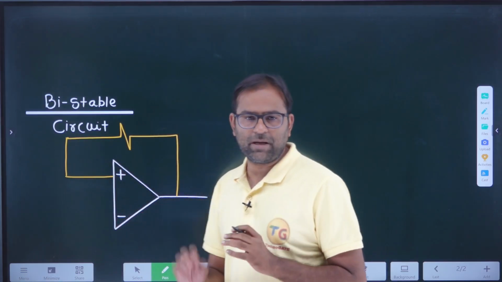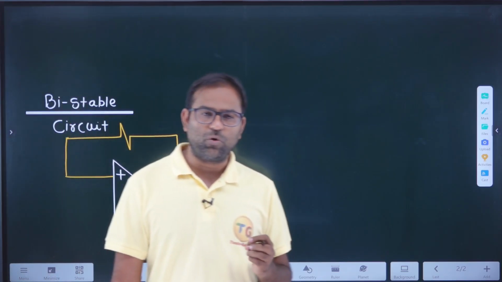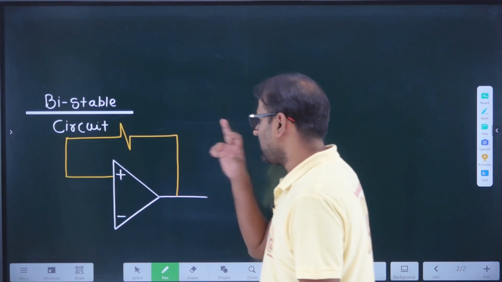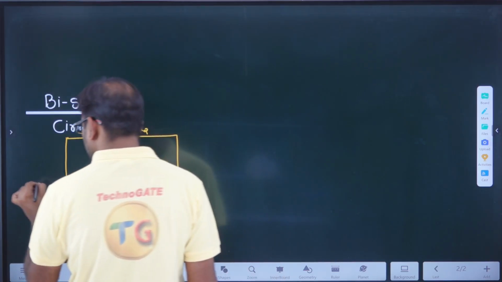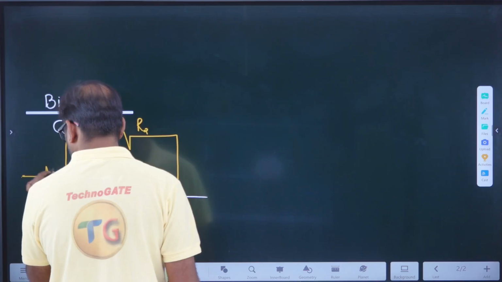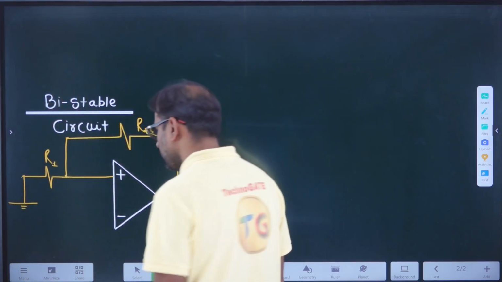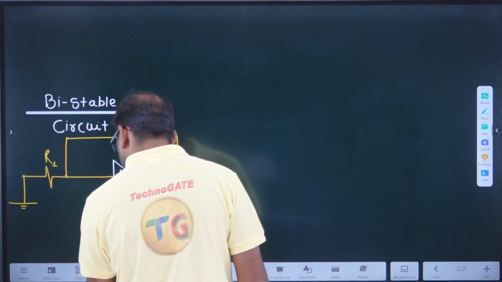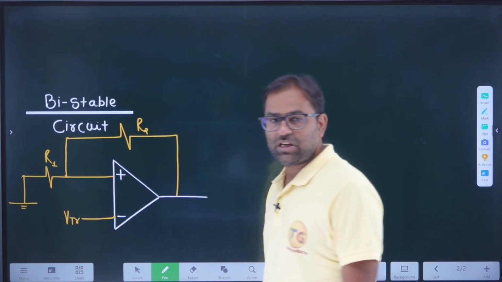This is positive feedback. Always remember, whenever we are discussing op-amp multivibrators, they always use positive feedback. This value is, let's say, R2, and this value is R1, and I am connecting it to the ground. Correct? At the other terminal, I am connecting my supply, that is VTR. VTR is known as the threshold voltage.